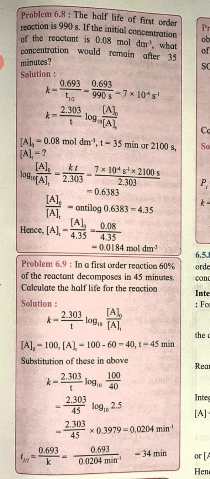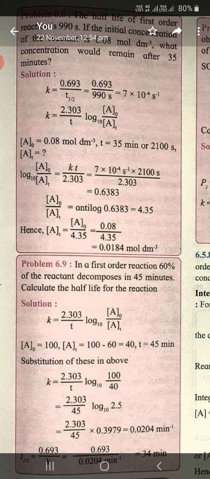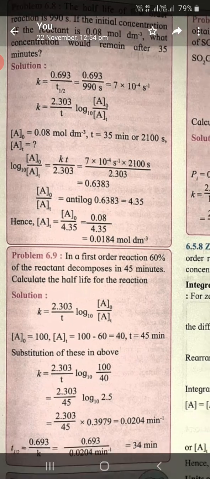Now we have to calculate A, so therefore A is equal to A0 upon 4.35. So therefore A is equal to 0.08 divided by 4.35, and it is 0.0184 mole per decimeter cube. So this is the value of A. Okay, this is the first example.